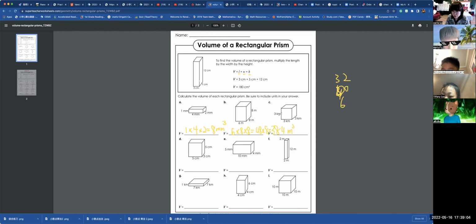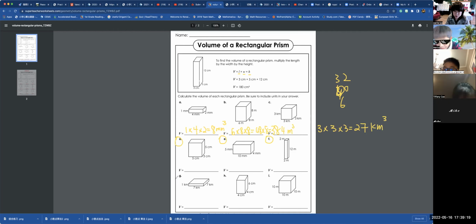Okay, let's take a look at this one, because this is a cube. Each of the length, height, and width is the same. So 3 times 3 times 3 equals 27 kilometers cube. Okay, so D, E, F. Now it's your turn. Oh, sorry, we just finished this one. Very easy. D, E, F, G, H, I.